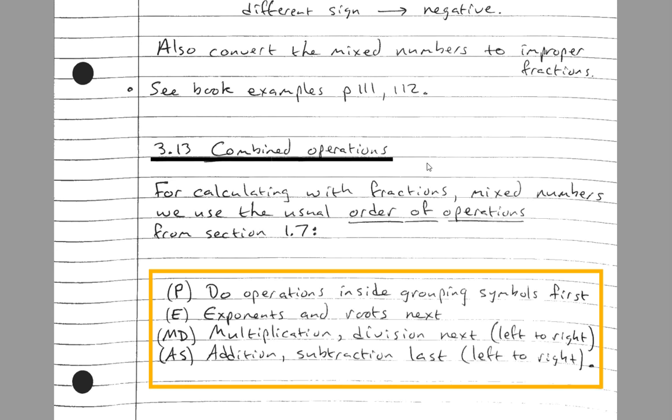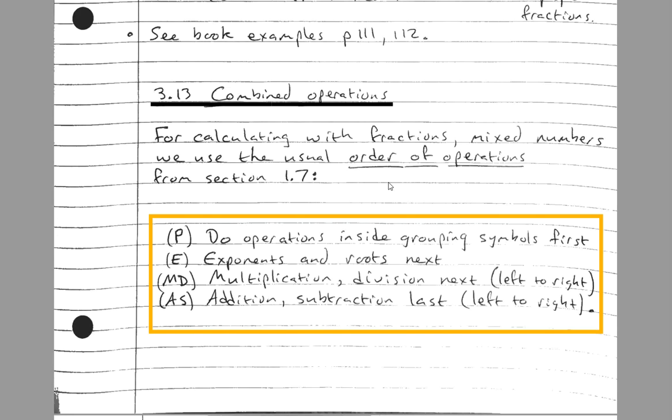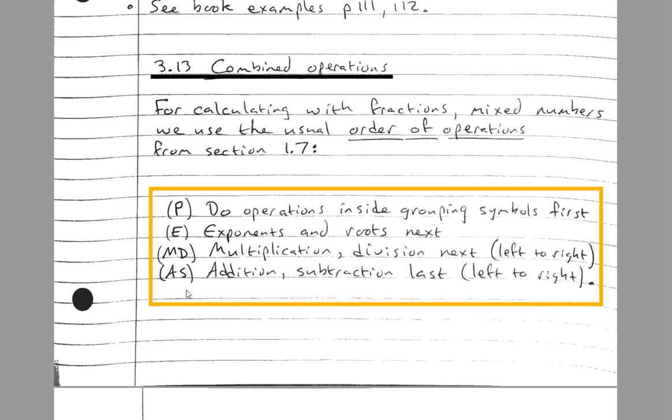All right, and then I think this is the last section in chapter 3, so just to put everything together, so combine all the operations we looked at. And so we have to use our order of operations. We saw this for whole numbers. PEMDAS, right? But like this.